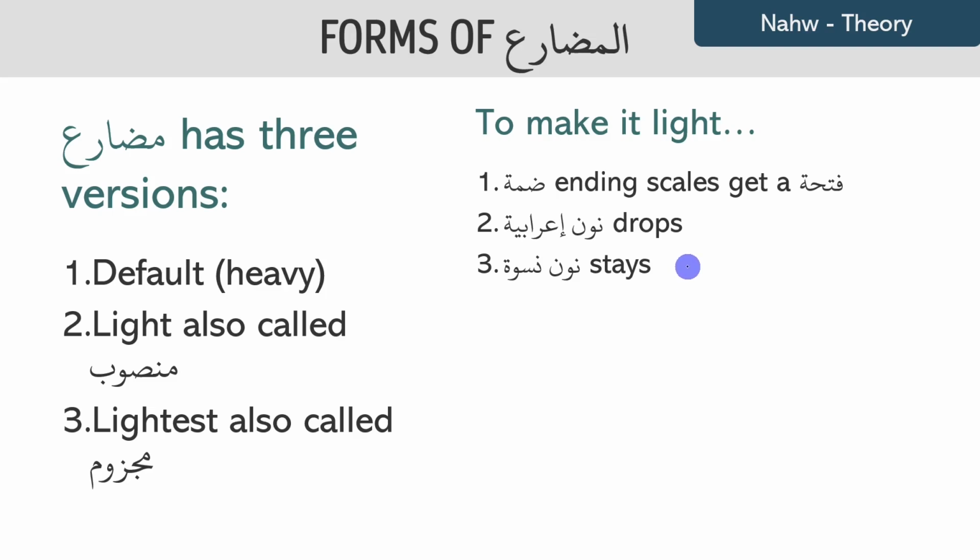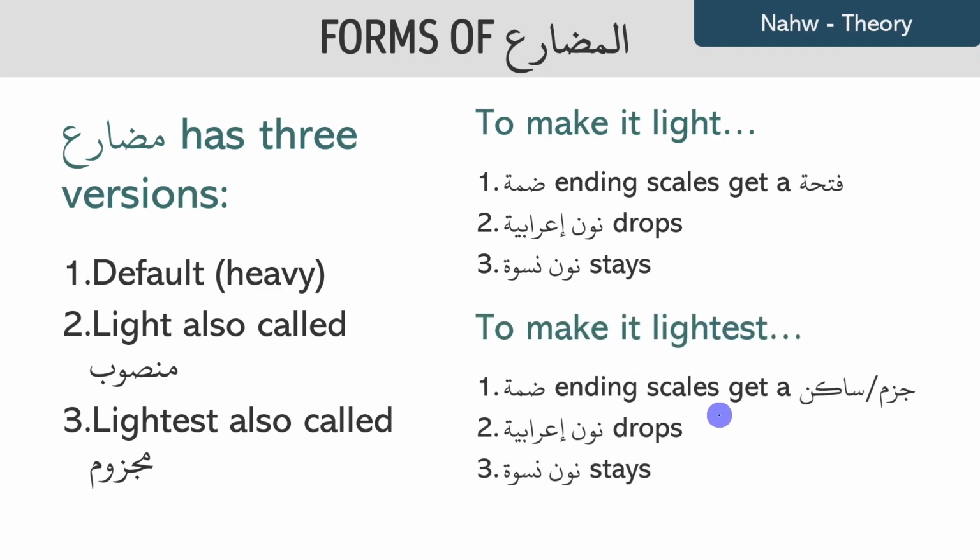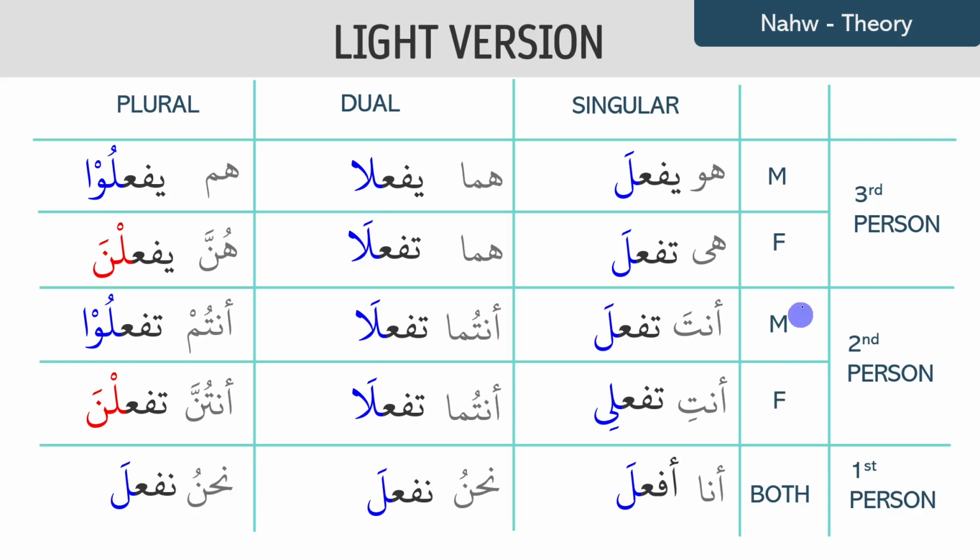The noon i'rabia drops, but the noon niswa stays the same. And to make a mudari' verb lightest or majzum, the dhamma ending scales, instead of getting a fatha, this time they get a jazm or a sukun. And the noon i'rab drops and the noon niswa stays the same. So if you see the light version of the table, which is this one, you have yaf'ala, taf'ala, taf'ala, and af'ala, and naf'ala.